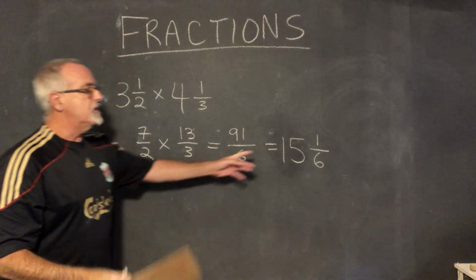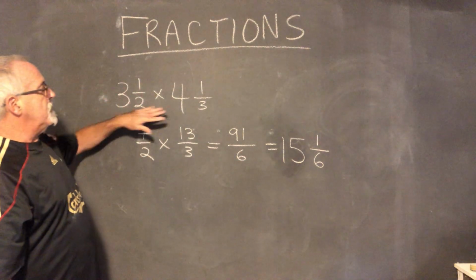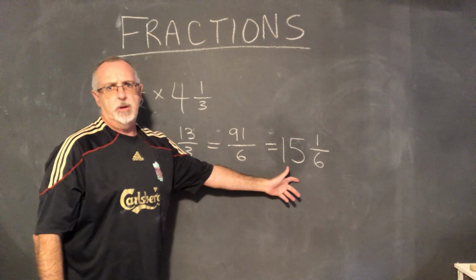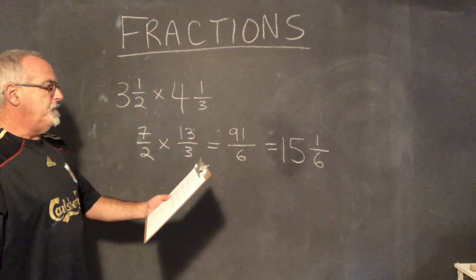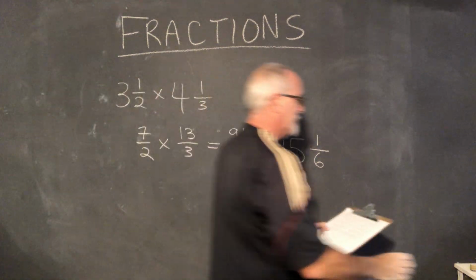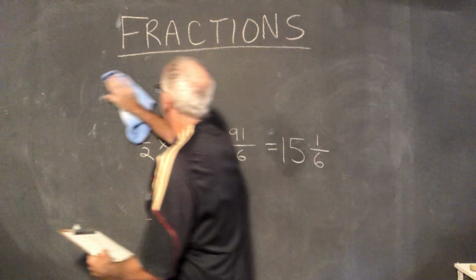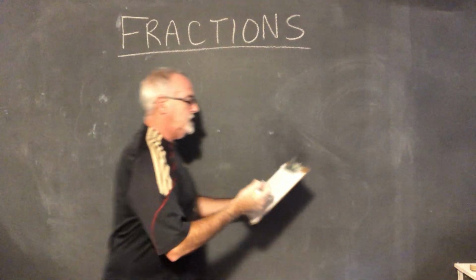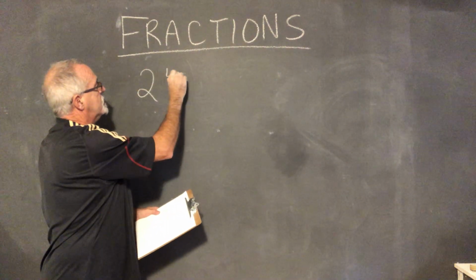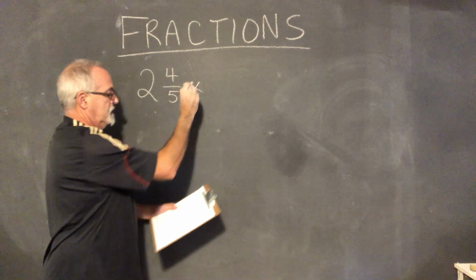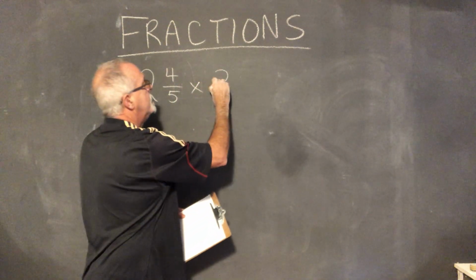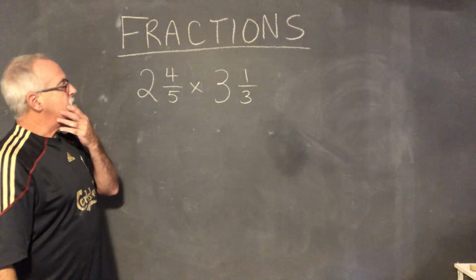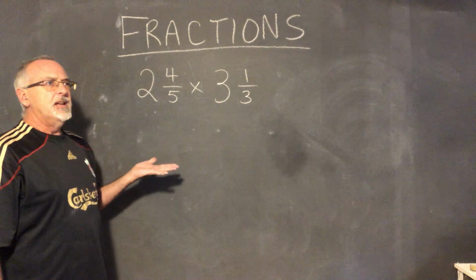And this is also a review. So when you're doing this multiplication, this is going to happen a lot. Well, every time, I think. Okay, so let's do a few more. How about, next example, 2 and 4/5 times 3 and 1/3.